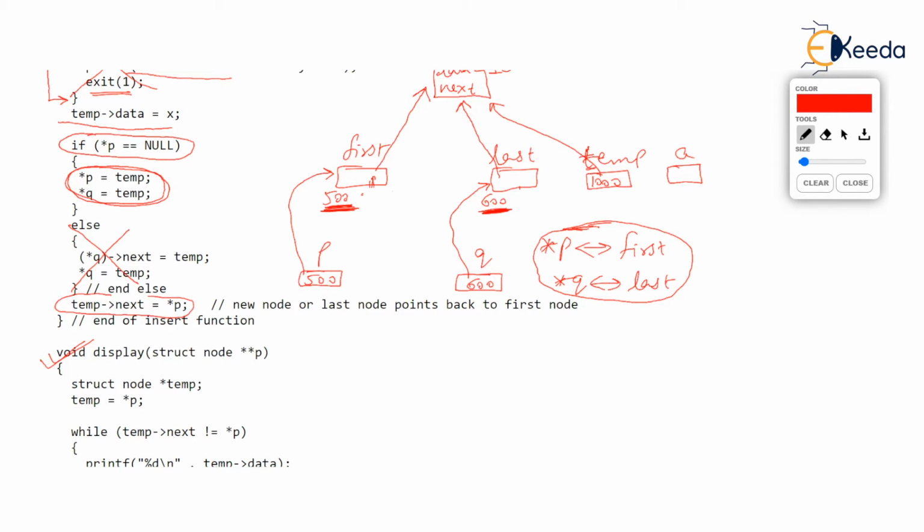This is good, isn't it? You just see the statement that I am marking here. Temp arrow next equal to P, asterisk P. That means temp arrow next equal to first, isn't it? So trace it, trace it.